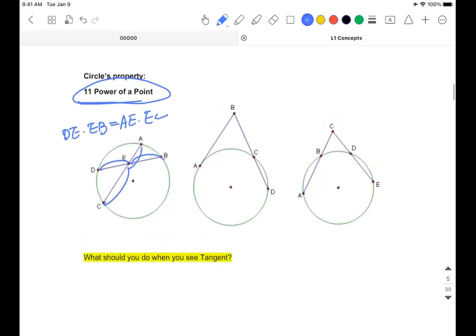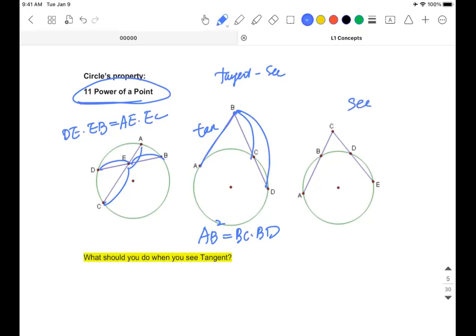Second part is the tangent secant theorem. As long as you got a circle, and a point which is outside the circle, you want to make a tangent and then make a secant. Automatically, you're going to have AB squared equals BC times BD. Okay, this is extremely important.